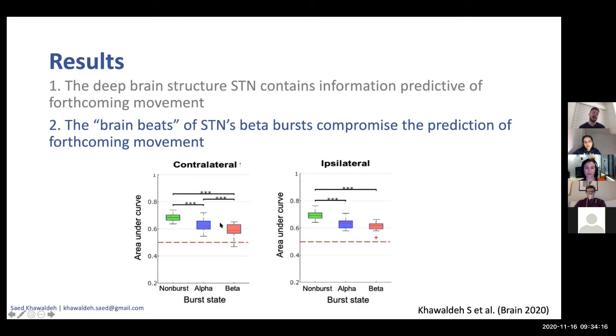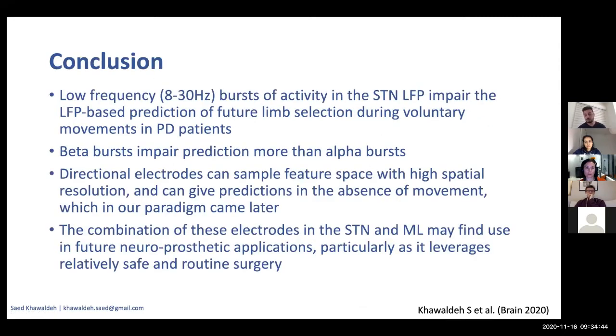the curve. And we actually looked at alpha specifically just to contrast that and as a sanity check. What we found is that alpha is distorting the movement. It has a negative effect on the actual movement prediction, but it's not as bad as the presence of beta activity, as you can see from the results here.